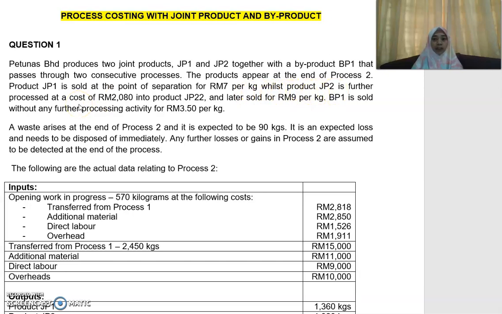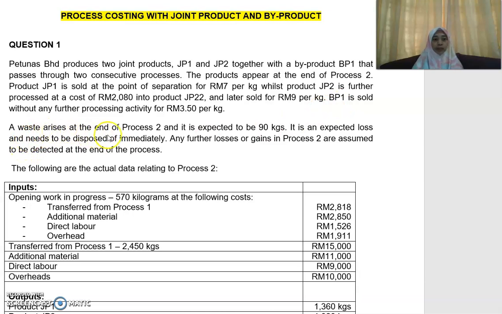So JP2 incurs further processing cost of 2,080, and then it is transferred into GP22 and later sold for 9 ringgit per kg. BP1 is sold without any further processing activity for 3 ringgit and 50 cents per kg. So BP1 is your byproduct.